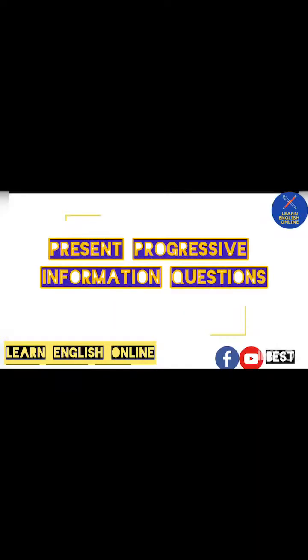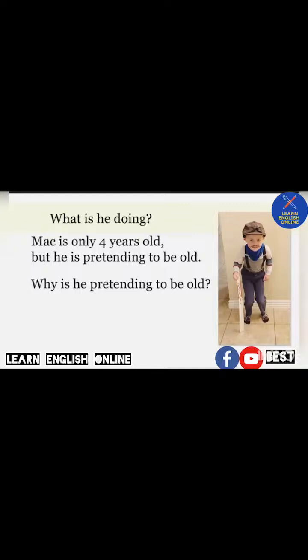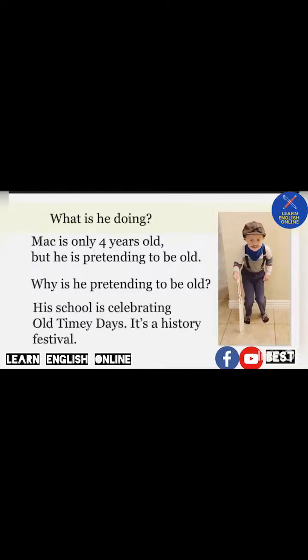Present progressive information questions. What is he doing? Mac is only 4 years old, but he is pretending to be old. Why is he pretending to be old? His school is Look at the questions. What is he doing? Why is he pretending? These are information questions in the present progressive.